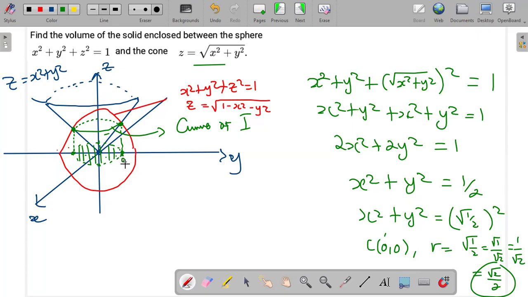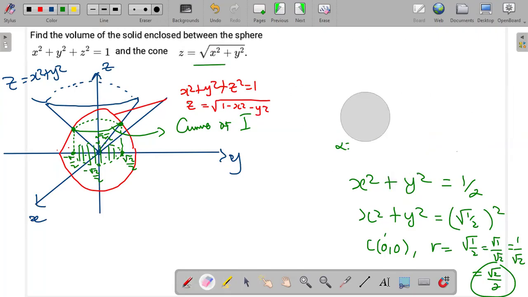So here is root of 2 over 2, here minus root of 2 over 2, here minus root of 2 over 2, and there root of 2 over 2. So that will be our circle that has been projected. Remember, we are integrating over that same projected region, coming from the lower surface, which is the cone, to the upper surface, which is the sphere. So that's what we are going to use.